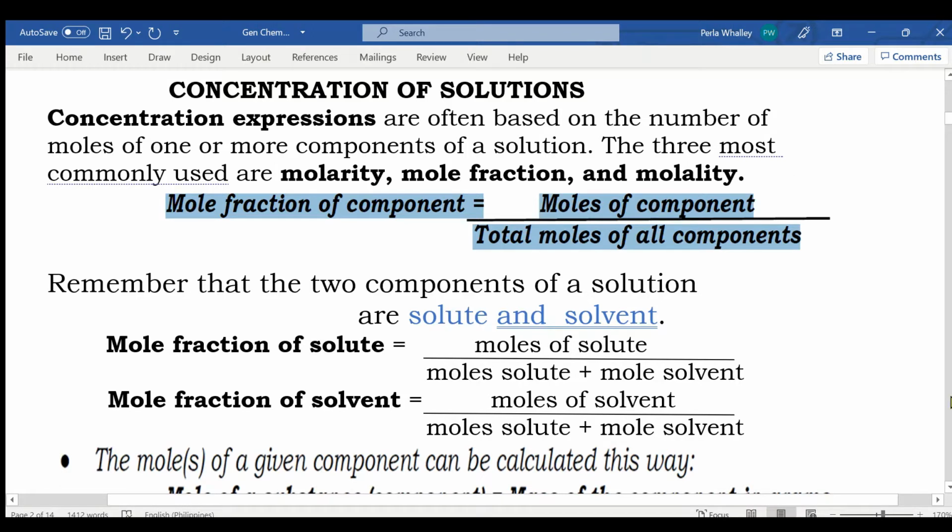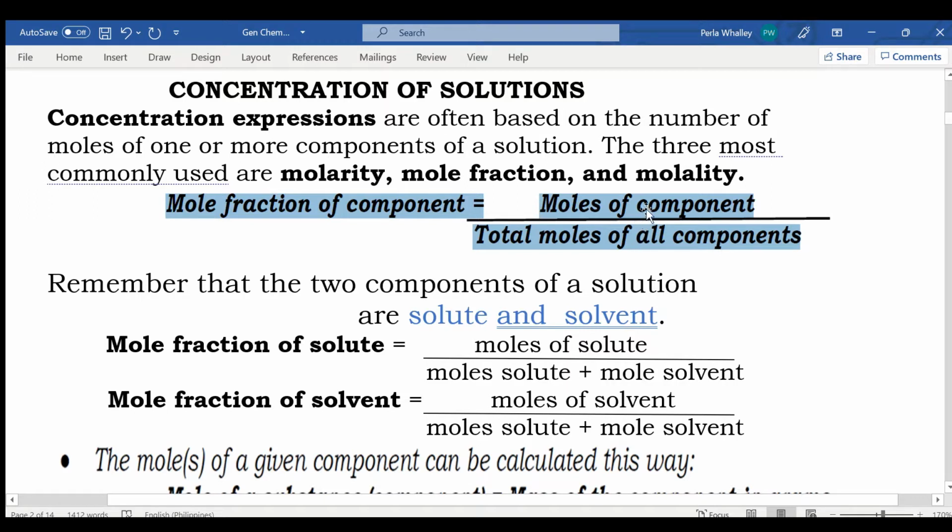Concentration of solutions. Concentration expressions are often based on the number of moles of one or more components of a solution. The three most commonly used are molarity, mole fraction, and molality. We start with mole fraction, which has the formula: mole fraction of component is equal to moles of component divided by total moles of all components. Remember that the two components of a solution are solute and solvent.